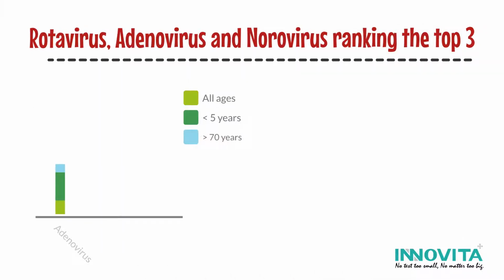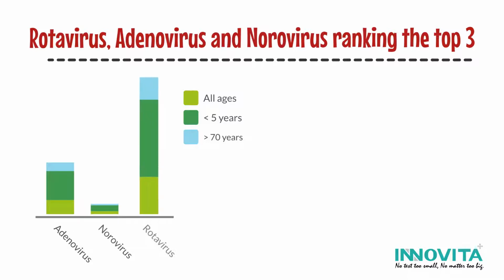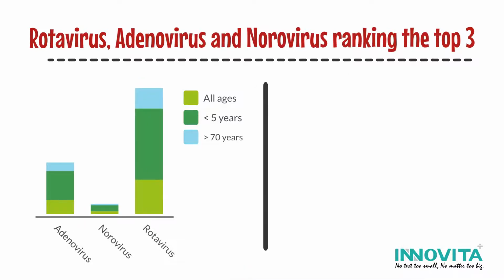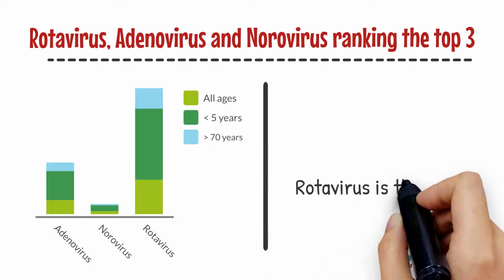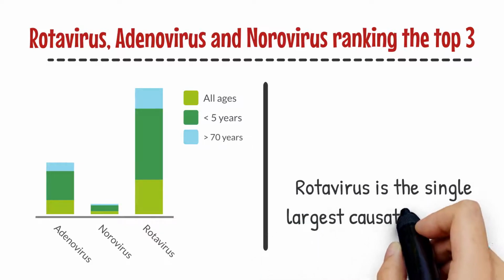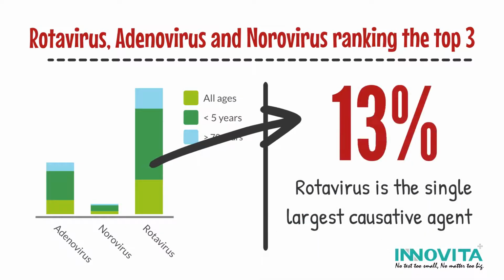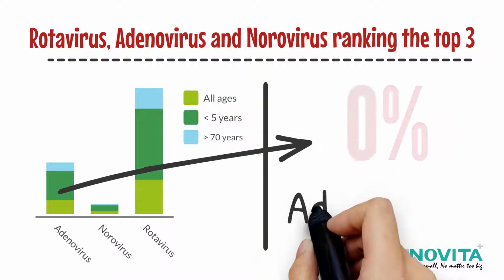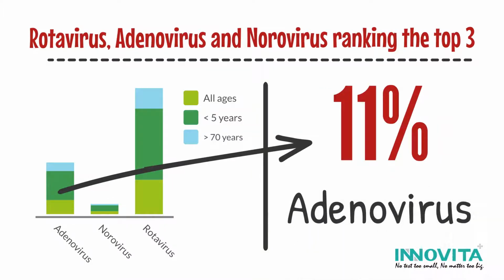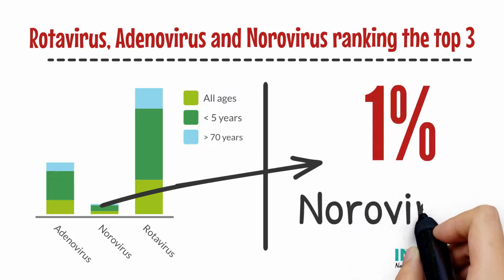From the graph below, we can clearly see the proportion of cases caused by these 3 viruses in different age groups. In the case of children under 5 years old, rotavirus is the single largest causative agent, 27%, followed by adenovirus 11%, norovirus 2%.